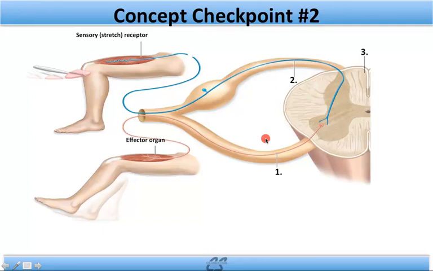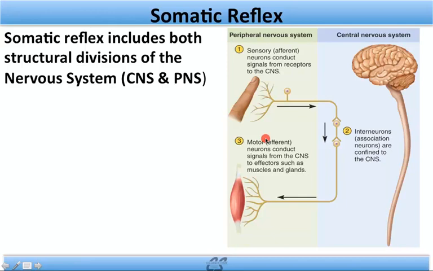So go ahead and transcribe your answers over to your concept outline worksheet and be sure to use the appropriate terminology in terms of the classification, whether it's somatic or visceral, afferent or efferent. And while we're here also, pay close attention to the location of cell bodies.